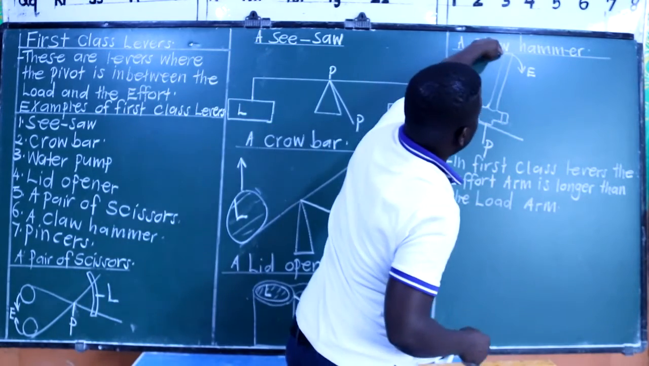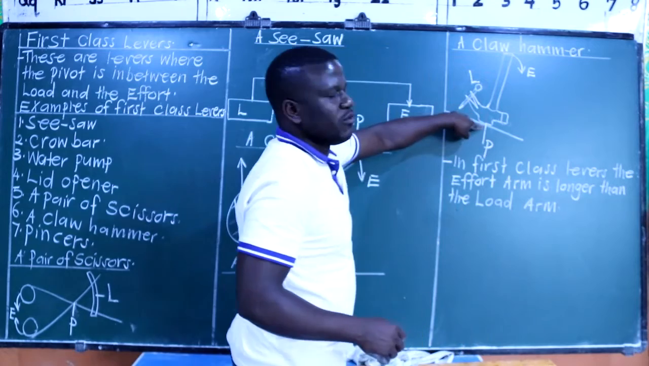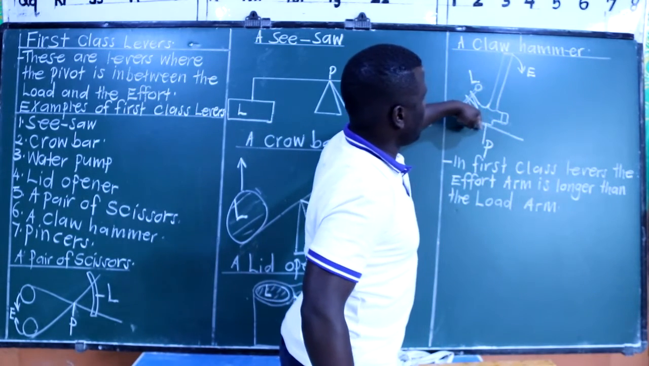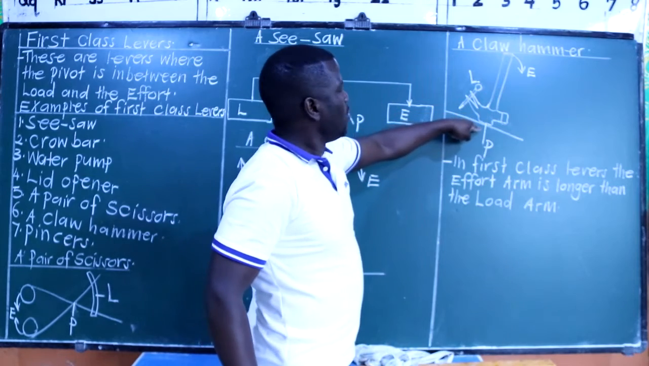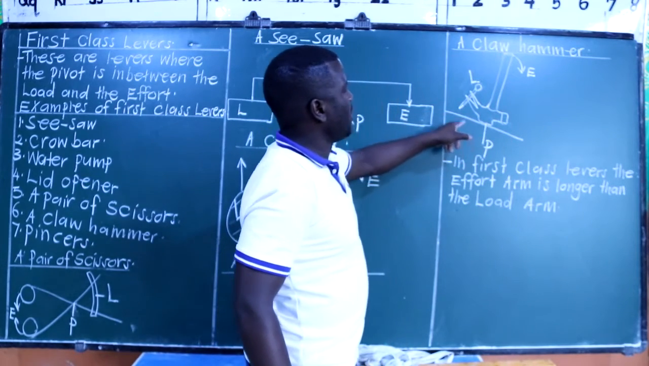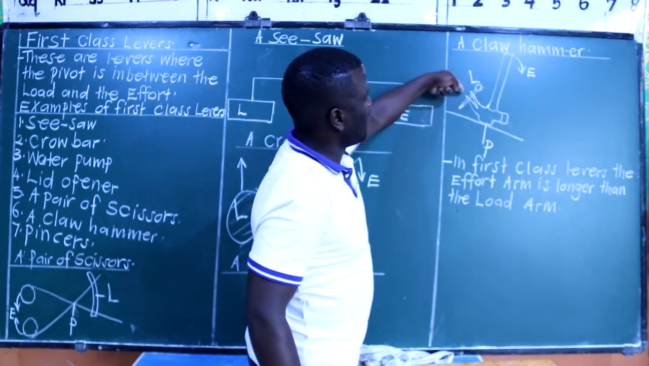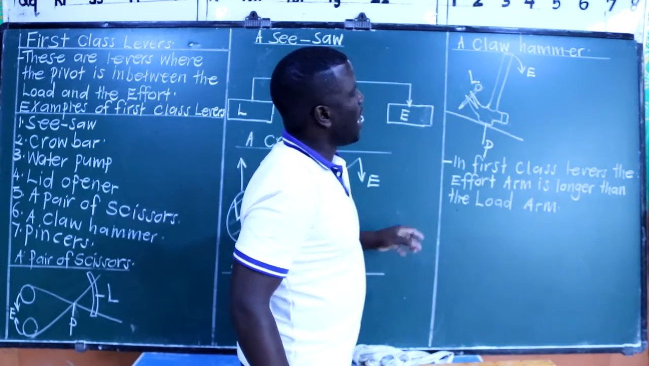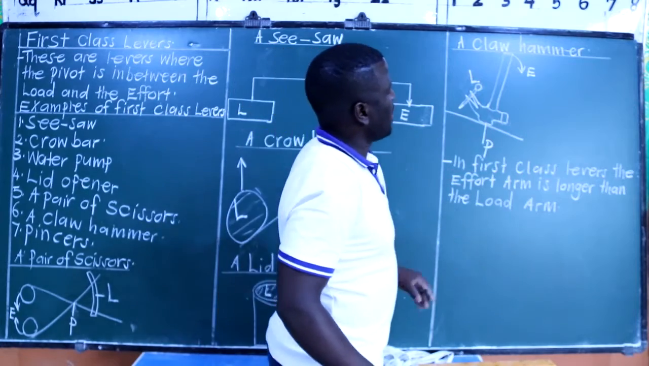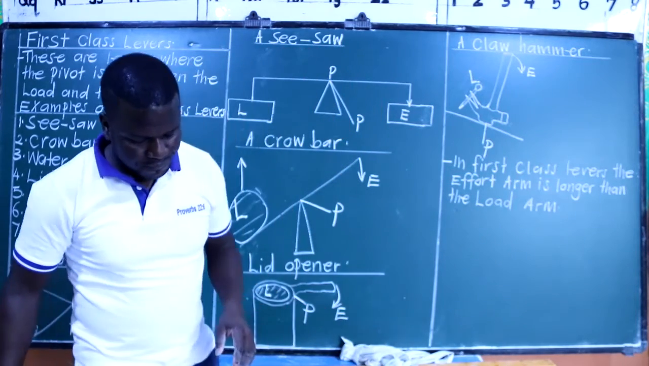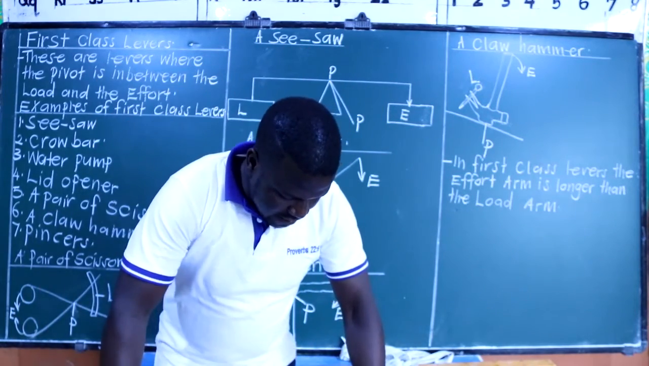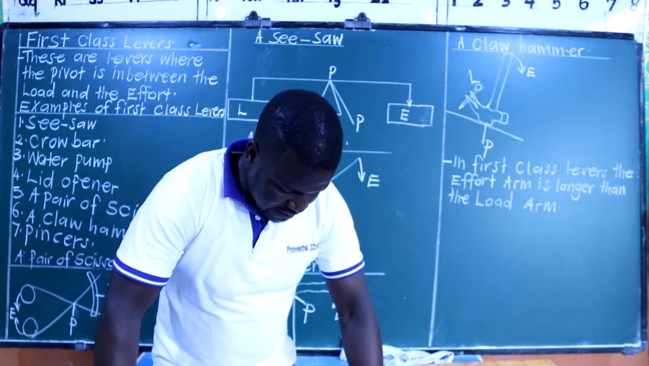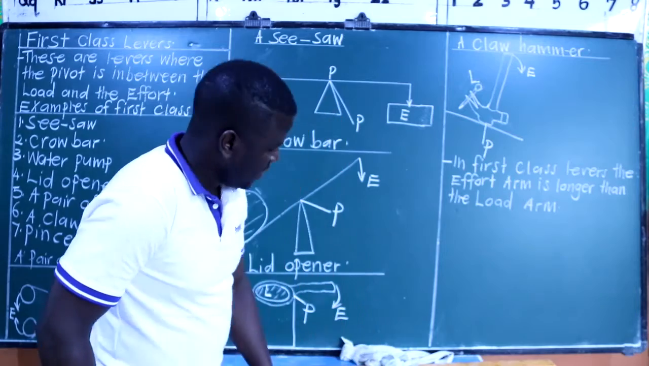So from here up to here is what you call the effort arm. From the effort to the pivot is the effort arm. So it is longer compared to the load arm, the distance from the load to the pivot. So with first class levers, the load arm is shorter and the effort arm is longer. And the advantage of using first class levers is that less effort is used.